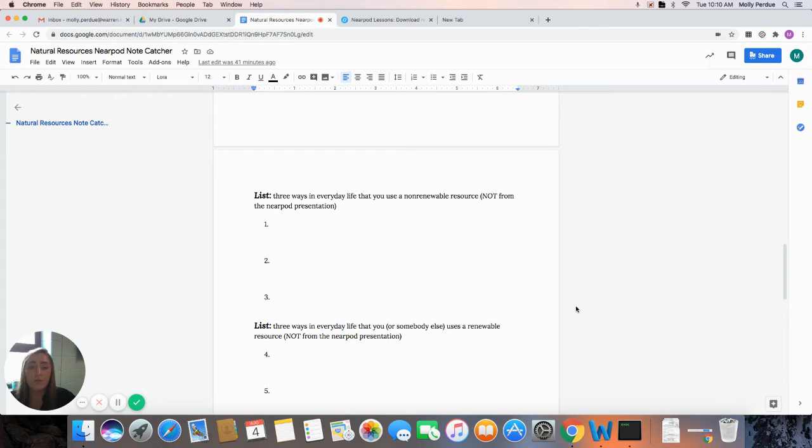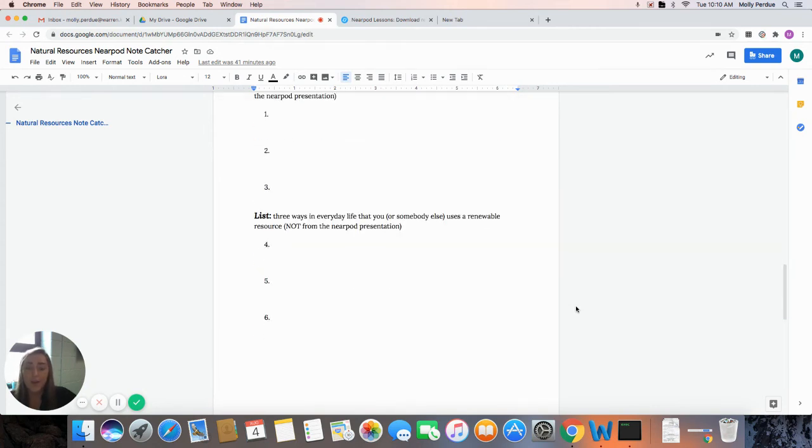How do you use non-renewable resources? Next, you need to list 3 ways in everyday life that you or somebody else, so whoever, just think of random things, uses a renewable resource not from the Nearpod presentation. So what ways do people use renewable resources? Okay, hint, maybe think of solar panels, how we use dams, and windmills and stuff like that.